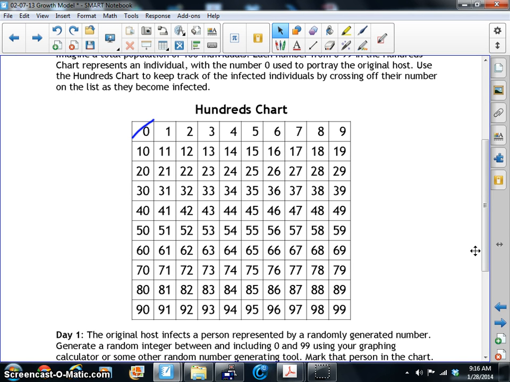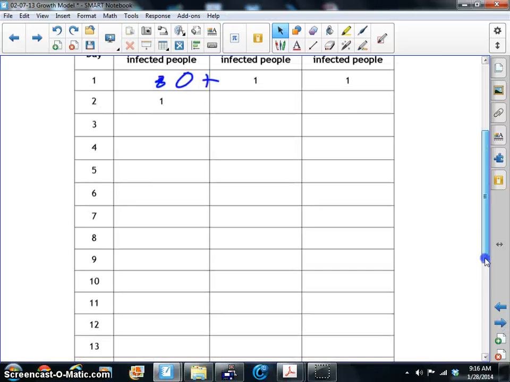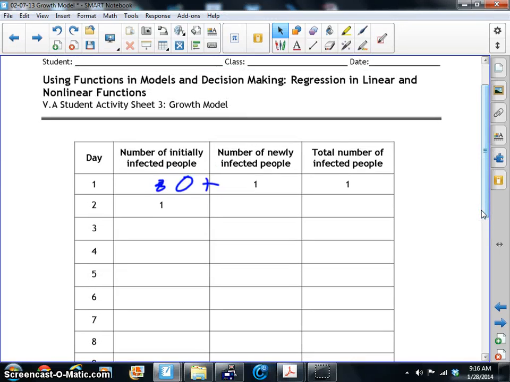I'm going to show you some numbers, but you're going to come up with your own, using your own calculators and everything. We're going to be using this chart in conjunction with that hundreds chart. This maps out our days, the number of initially infected people on that day, the number of people who get infected, and then the total number of people infected on that day.